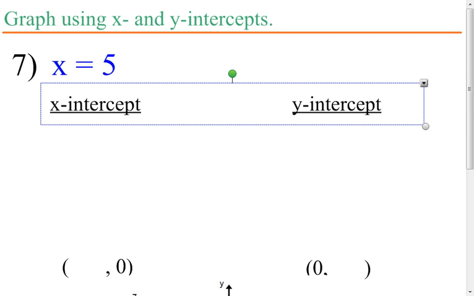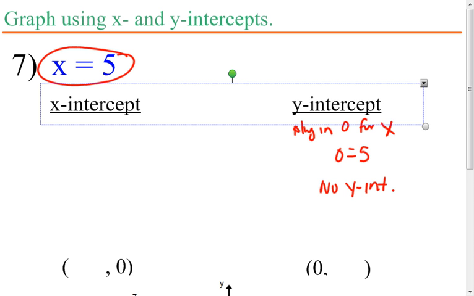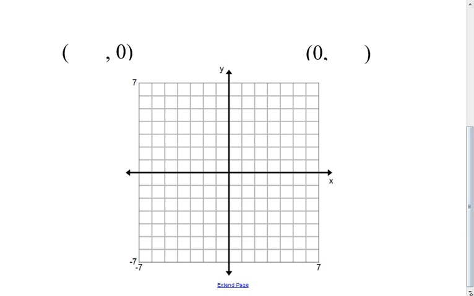Similarly, this only has an x in it. Okay? So, if I want to solve and find the y-intercept, I would plug 0 in for x, and I would get 0 equals 5. Not a true statement, so I know that there is no y-intercept. There is an x-intercept, and it's right here. It crosses the x-axis at 5. So here we go, it crosses the x-axis at 5. And there is no y-intercept.